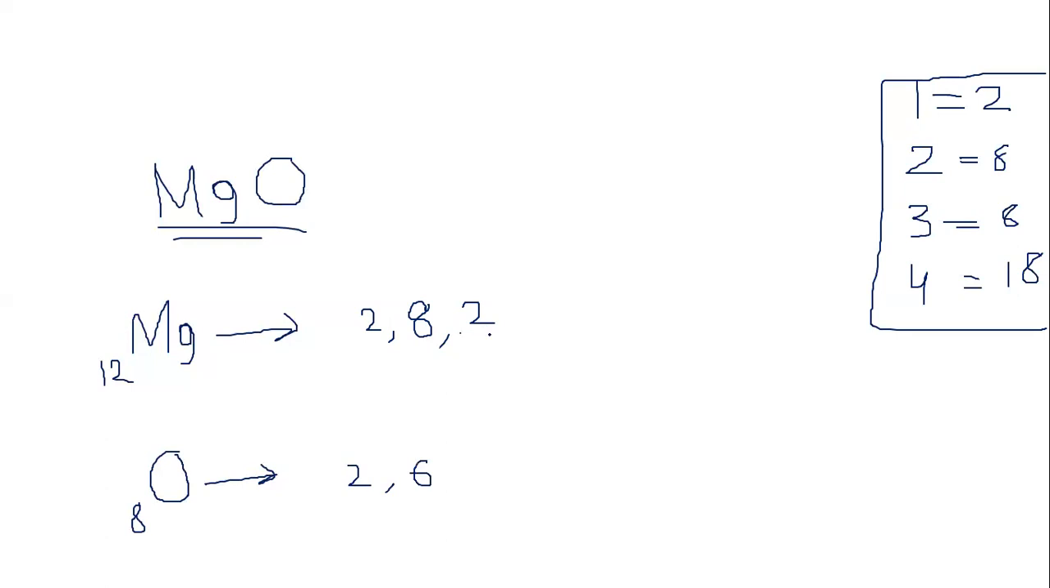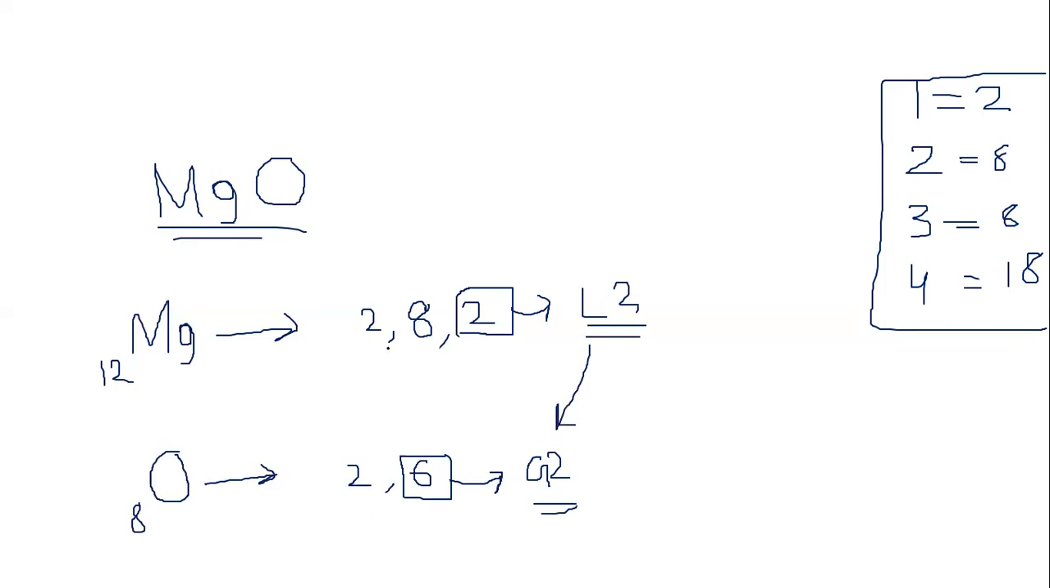Now look at the last shell of magnesium and the last shell of oxygen. What can magnesium do to complete its outermost shell? It can either gain 6 electrons, which is impossible. So what will it do? Lose 2 electrons. And what will oxygen do? It will gain 2 electrons, exactly. So the 2 electrons lost from magnesium would be gained by oxygen. Now magnesium is going to have a charge of +2 and oxygen would have a charge of -2.